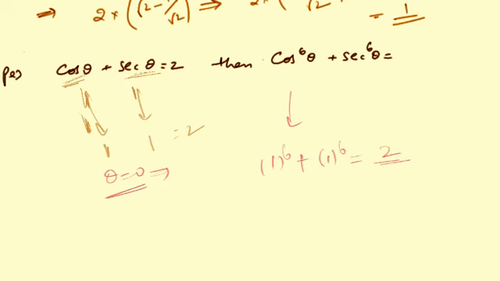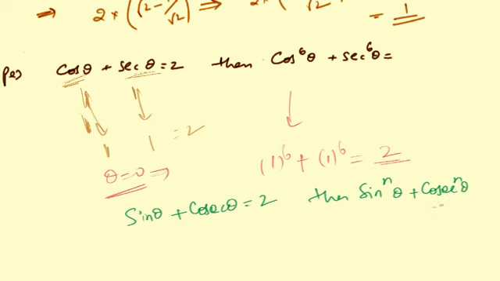Friends, I'm giving some more examples of this kind. So what happens, let us see. It is like if a problem is given sin theta plus cosecant theta is nothing but 2, and then he will be asking us to find what is sin power n theta plus cosecant power n theta. Then the answer is 2, friends.